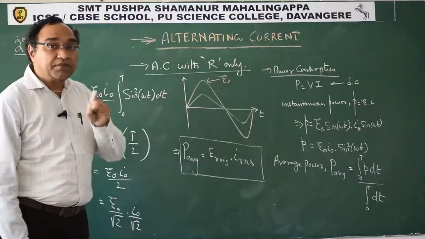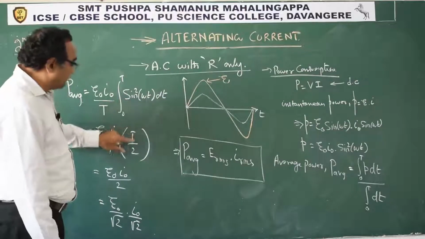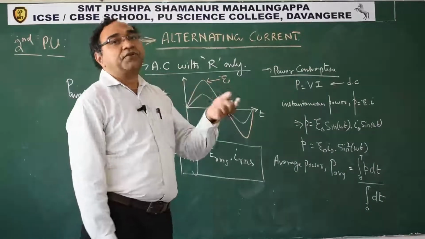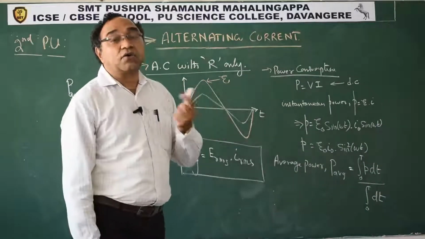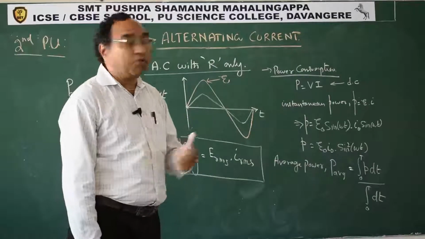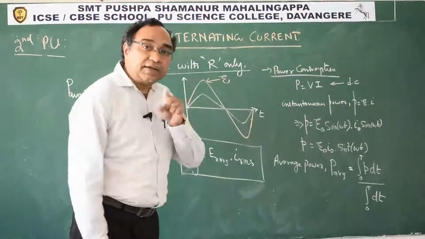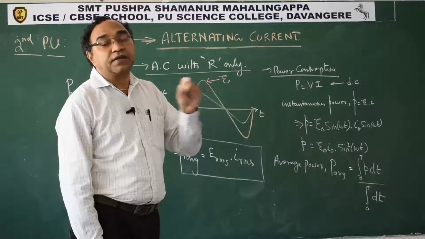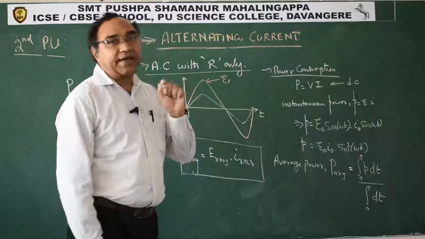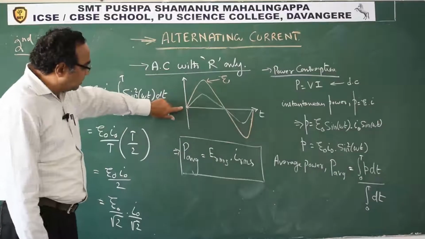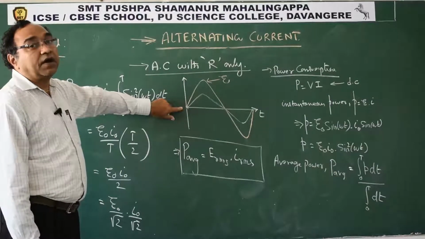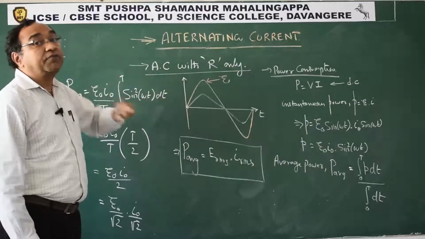Phasor relation means phase. See, E is E naught sin omega t. Phase is 0, the initial phase. I is I naught sin omega t. Phase is 0. If I plot it, the diagram in which the phases of the quantities are represented is known as a phasor diagram. So the phasor diagram of any quantity will tell you whether it is ahead or behind with respect to another quantity.